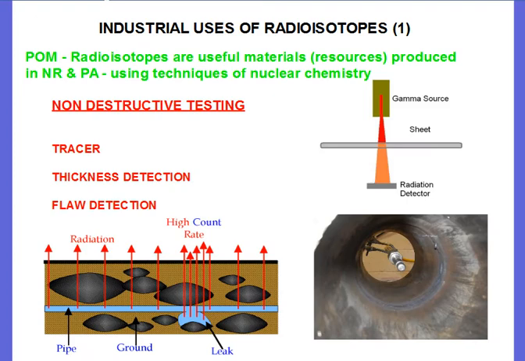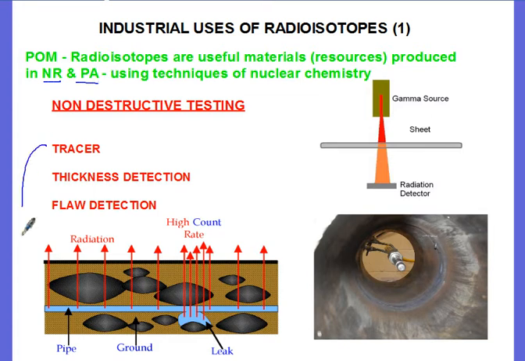And the first thing we're going to look at is industrial uses of radioisotopes. Now, this is part of the production of materials topic, and the whole concept here is that radioisotopes are useful materials or resources, and they are produced in nuclear reactors and particle accelerators, using the techniques of nuclear chemistry. So radioisotopes are produced materials that are useful. And the main use for industrial isotopes, or one of the main uses, is non-destructive testing.